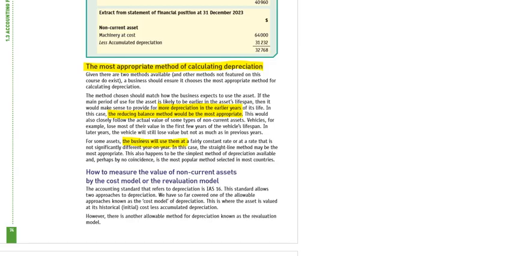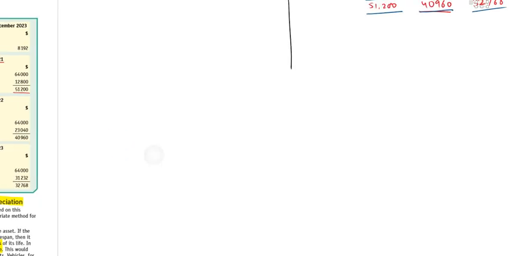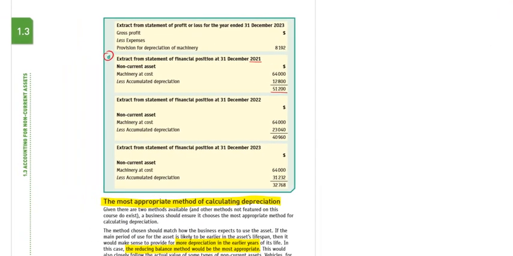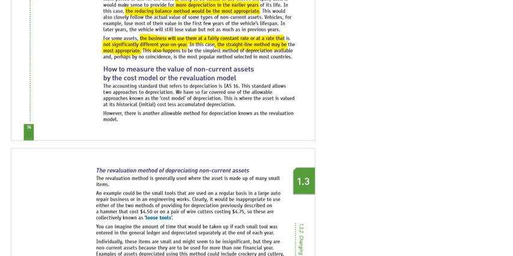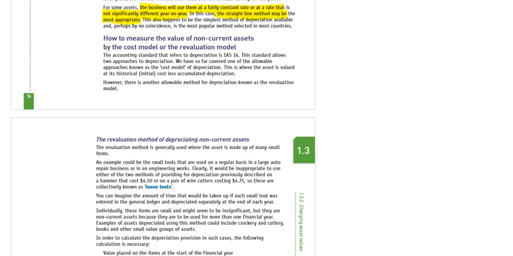Or, if the business will use them at a fairly constant rate, or a rate that is not significantly different from year to year, in this case a straight line method may be the most appropriate. So it depends upon the company's nature, which method a company wants to opt for. The reason is, if depreciation is constant, we will use straight line. If depreciation is higher at the early time, then the reducing balance method is best.